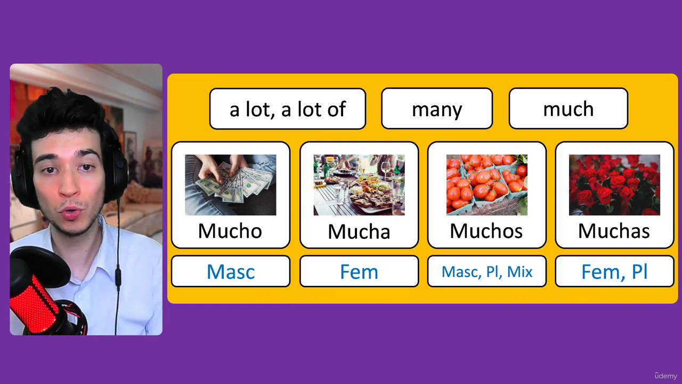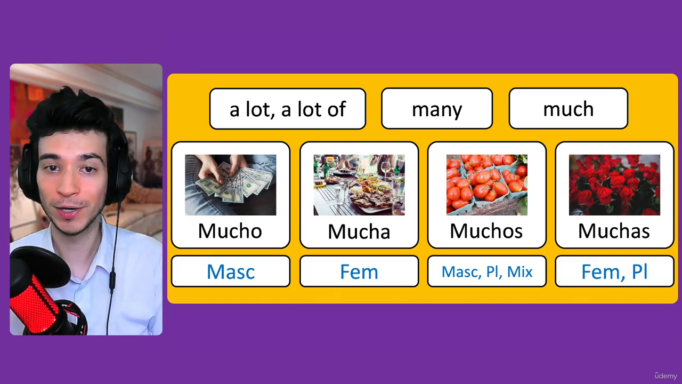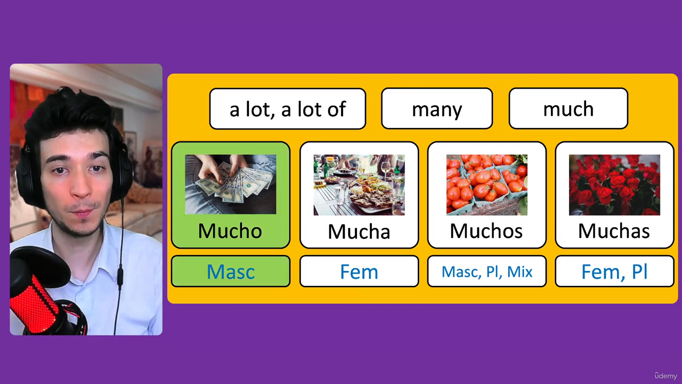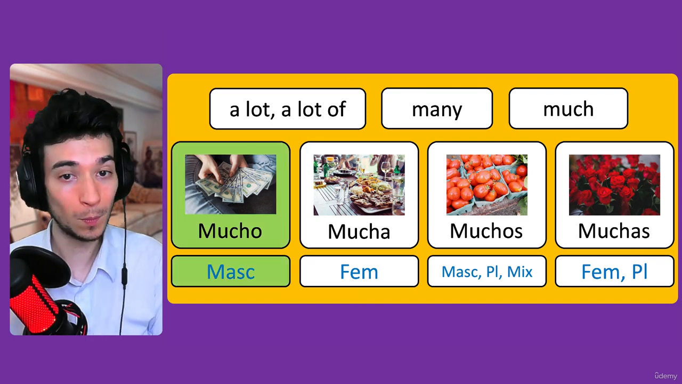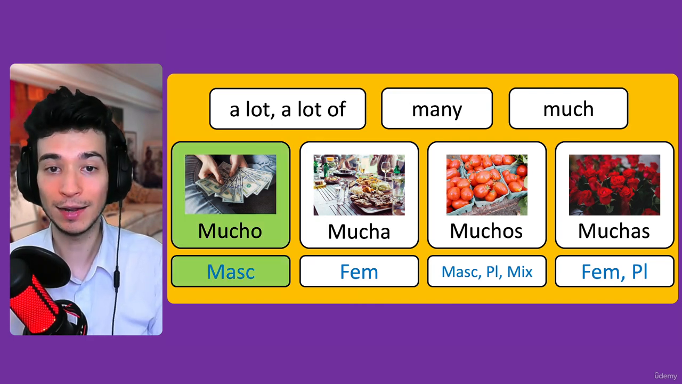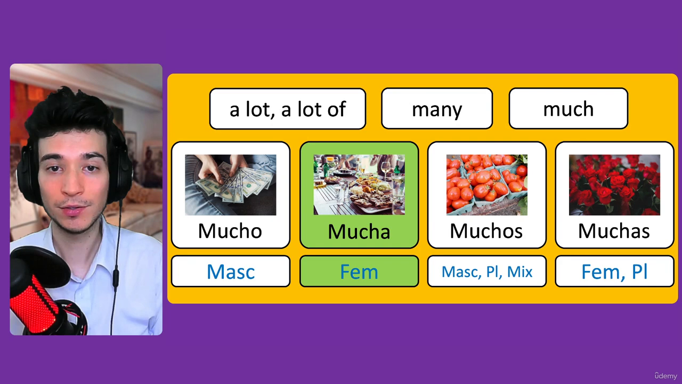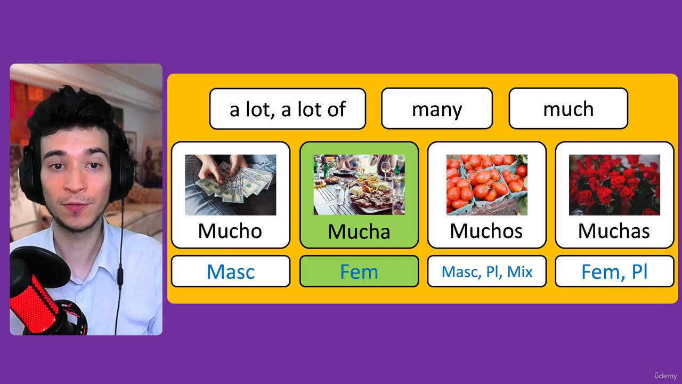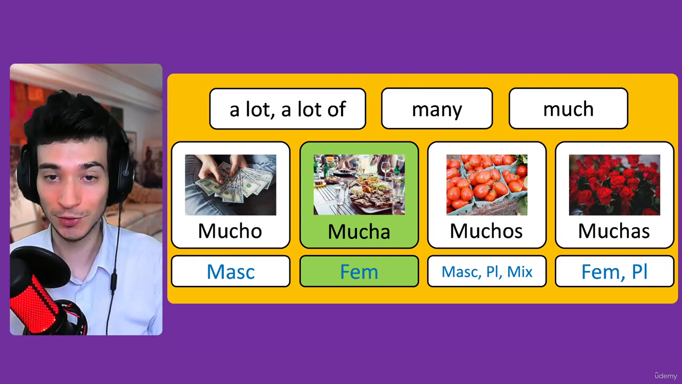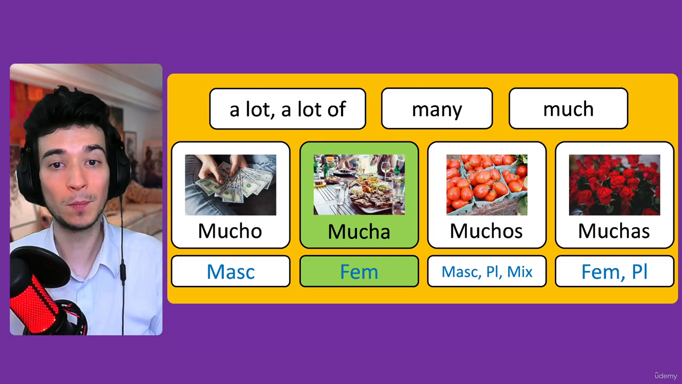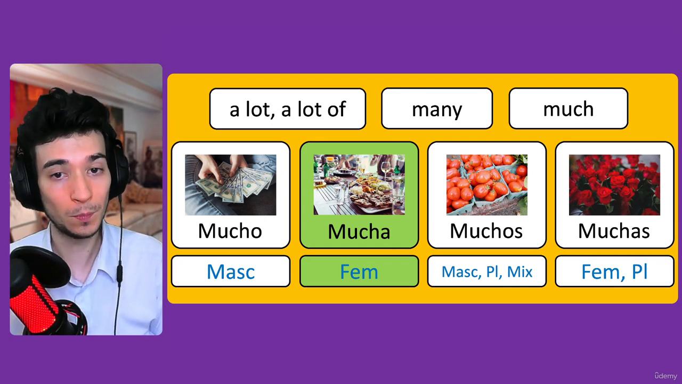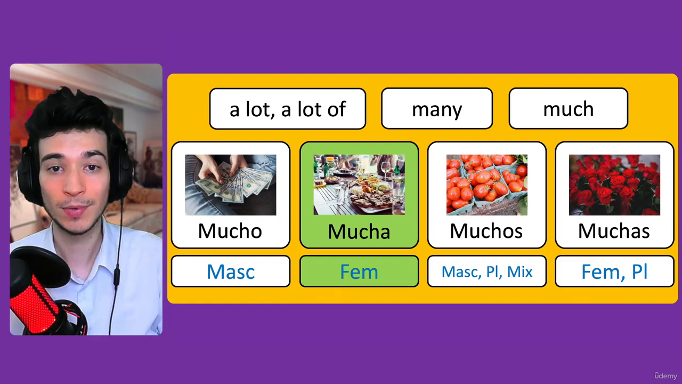So for example, mucho is for masculine things. In the picture we have money, so you would say mucho dinero, a lot of money. And mucha is the female version. In the picture we have food, comida, which is female. So you would say mucha comida, a lot of food.